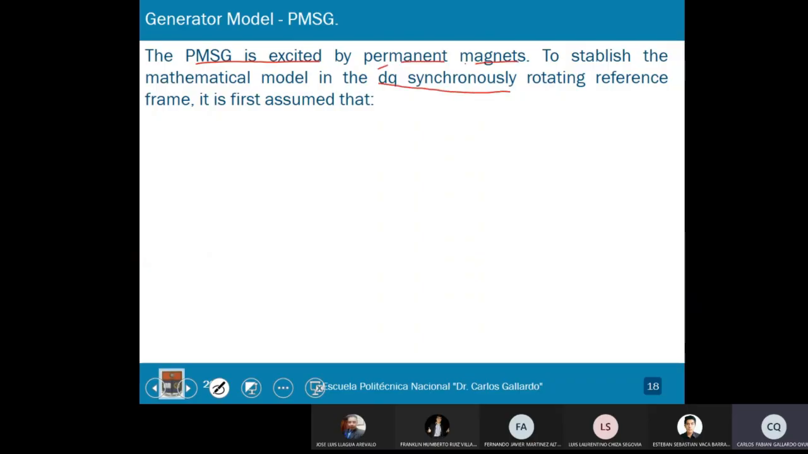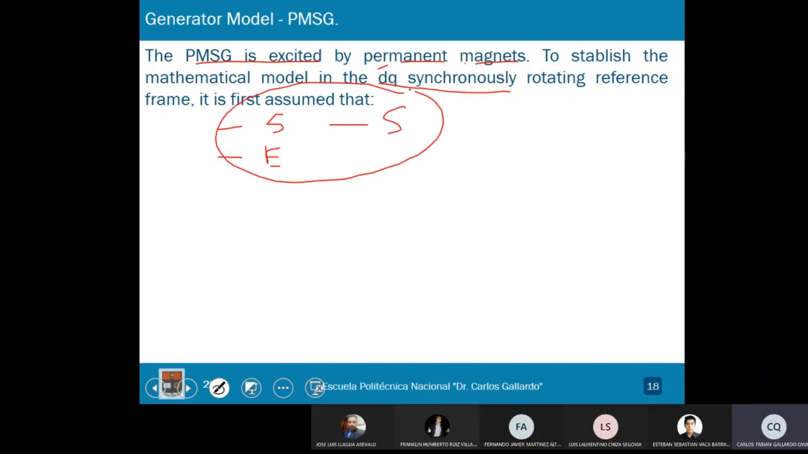To establish the mathematical model, once again in the DQ synchronous rotating reference frame, I will assume the following. The first assumption is that the saturation of the machine iron core is ignored. The second assumption is about the eddy currents. The eddy current and the hysteretic losses in the machine are excluded. The last one is that the flux in the stator winding generated by the permanent magnet is in a sinusoidal distribution.